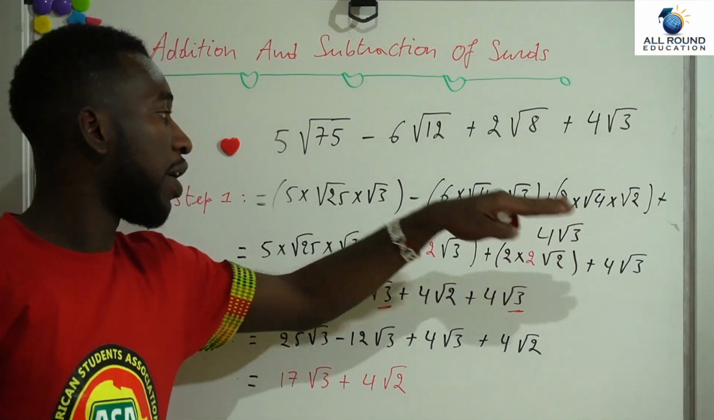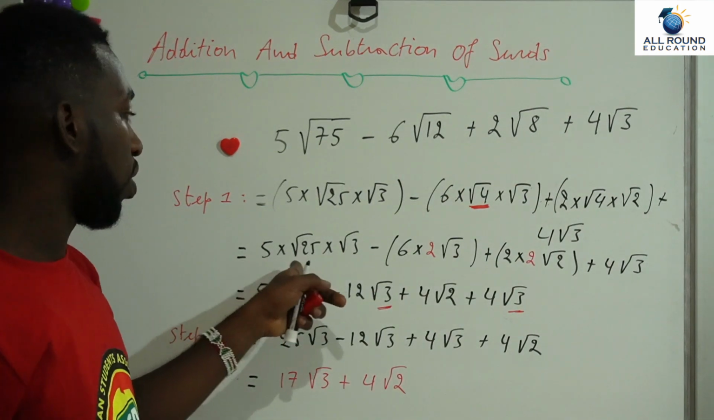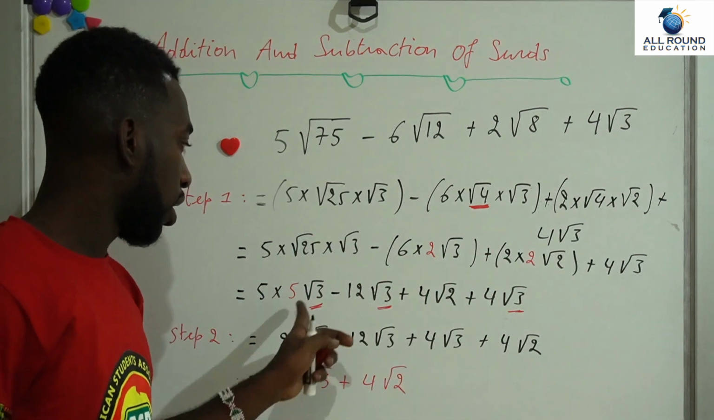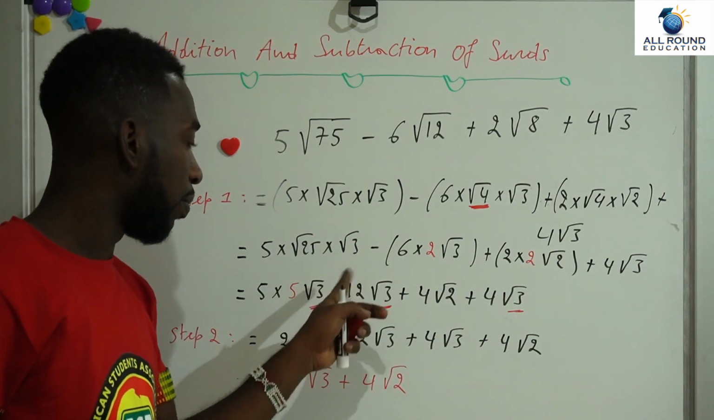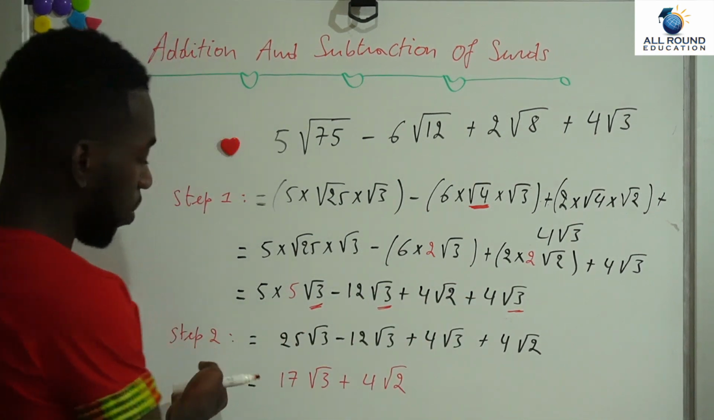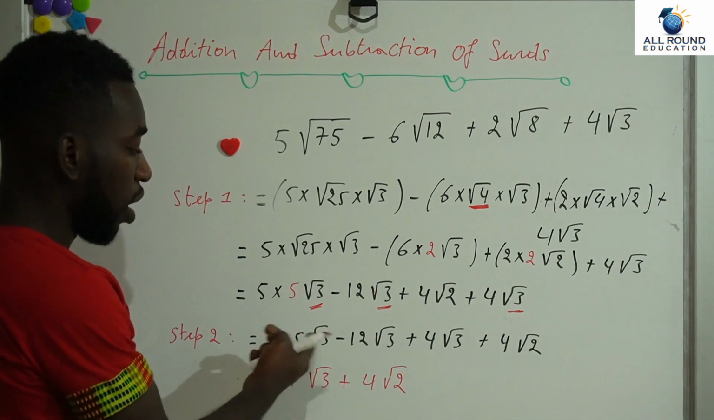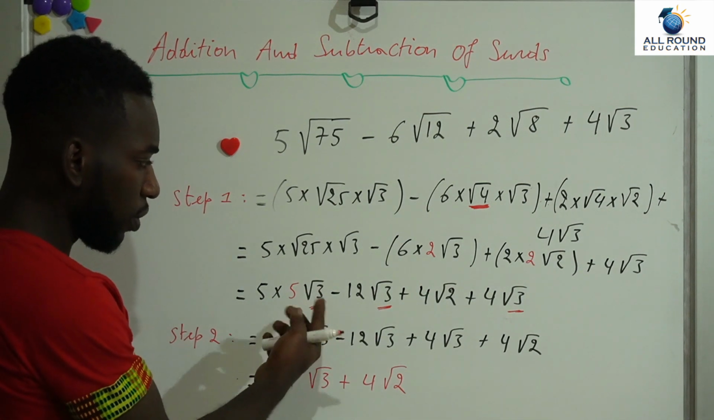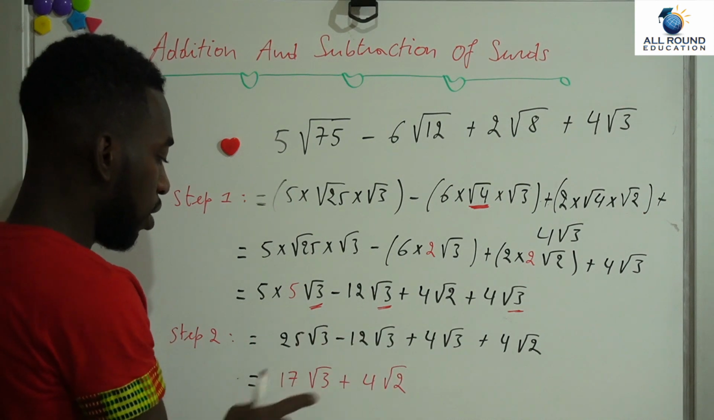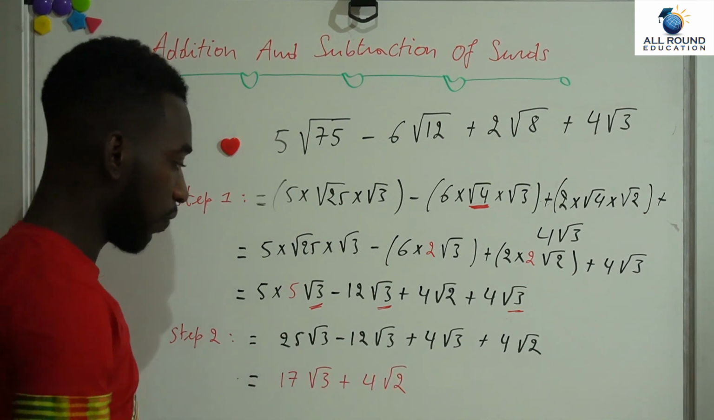So we did that, and after that, the next line was just to evaluate the square root. Then the next line we got rid of the brackets, and the final step was to collect the like surds, which we did, and this is our final solution.